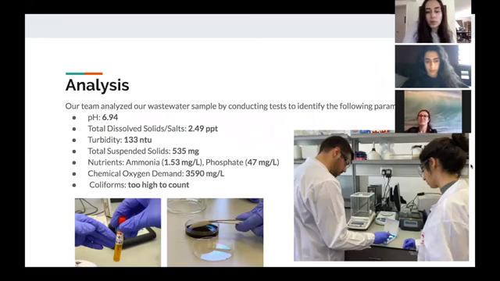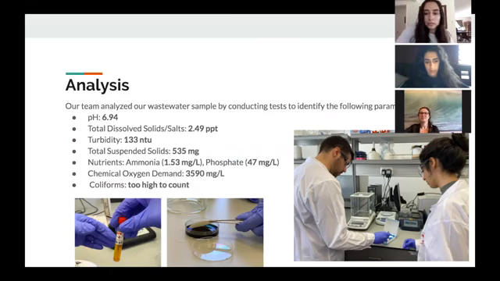So in order to analyze our water, our team conducted multiple tests to determine the water quality. We first used meters to collect measurements of the physical parameters: pH at 6.94, total dissolved solids, the same measurement as salts, 2.49 parts per thousand, turbidity, 133 NTU, total suspended solids, 535 milligrams. We then tested for chemical parameters. Within that grouping, we had both inorganic and organics. The inorganics were the nutrients, ammonia, measured at 1.53 milligrams per liter, and phosphate, measured at 47 milligrams per liter. Both of these nutrients had to be diluted in order to be measured because there were such high loads.